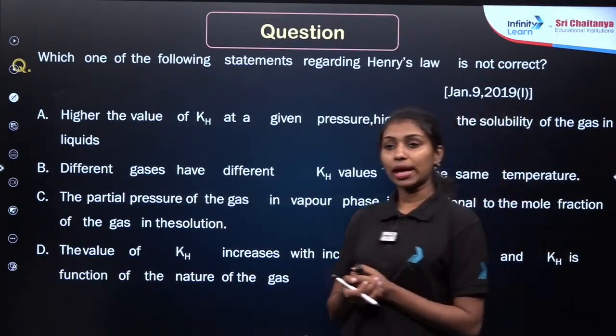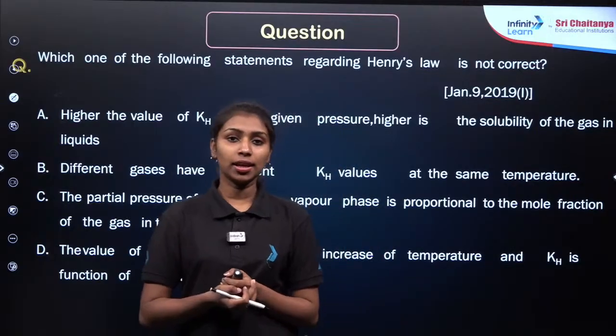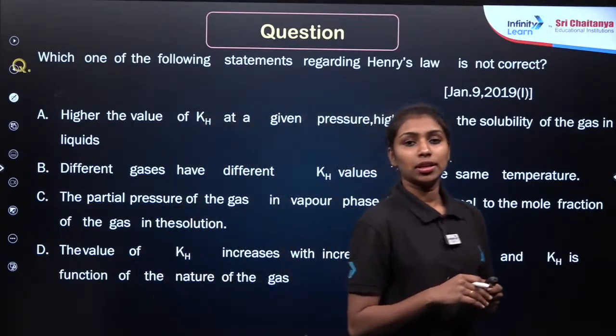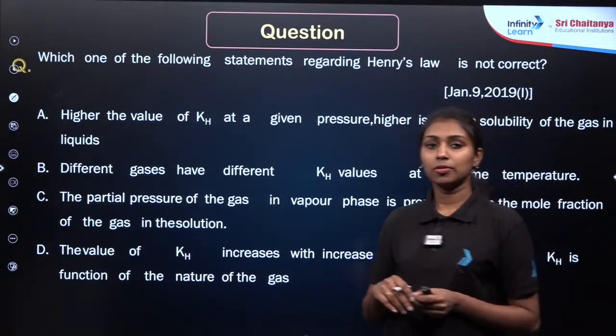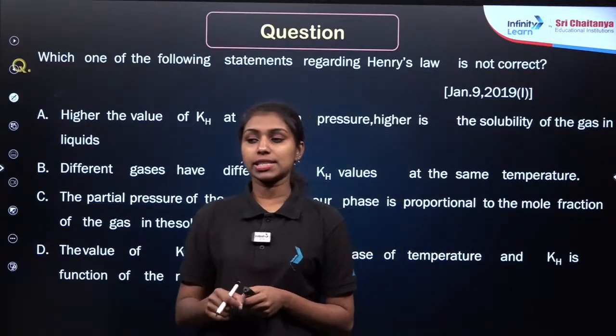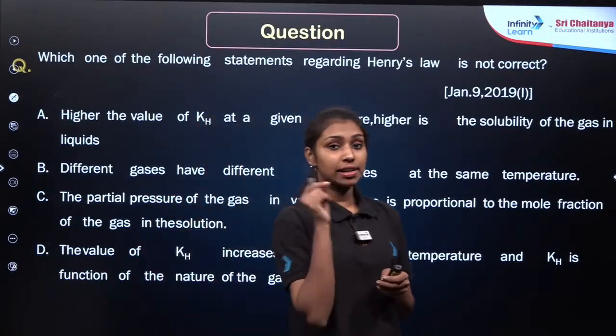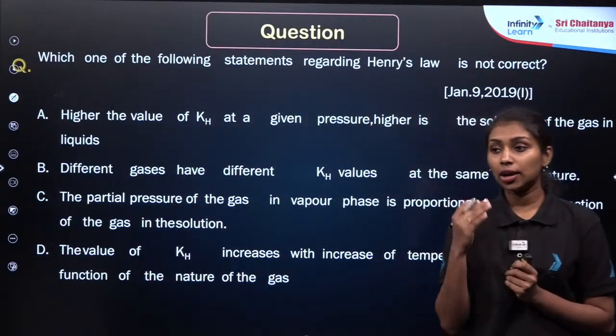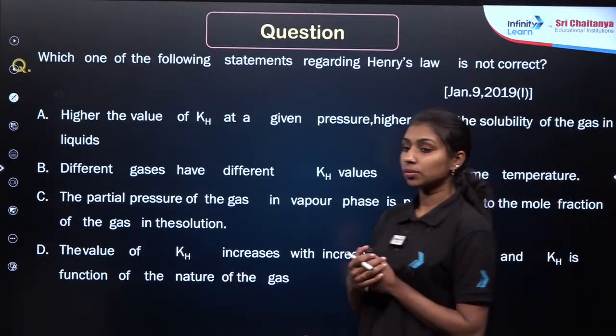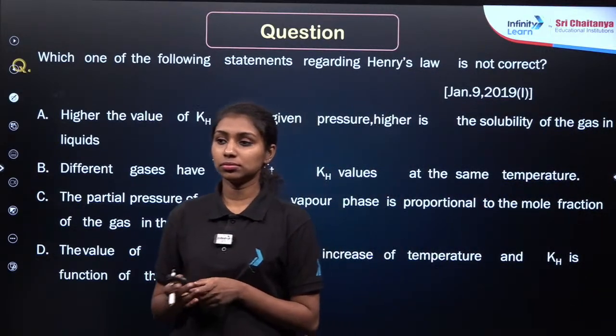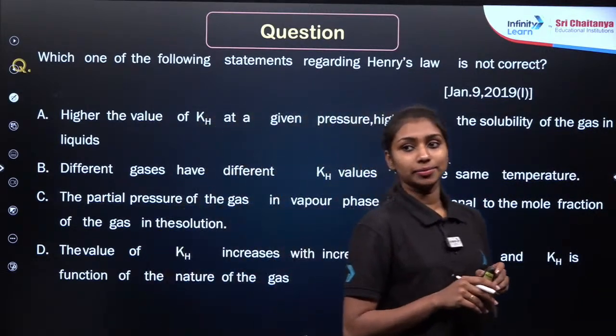We have already seen how Henry's law is connecting the solubility. Vapor pressure is directly proportional to the mole fraction. Then vapor pressure is equal to Kh, Henry's constant, into mole fraction. How they are connecting here? Okay, what will be the answer here?